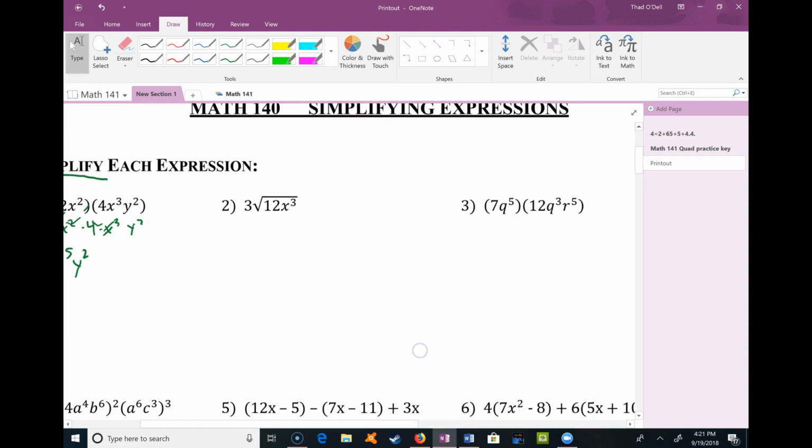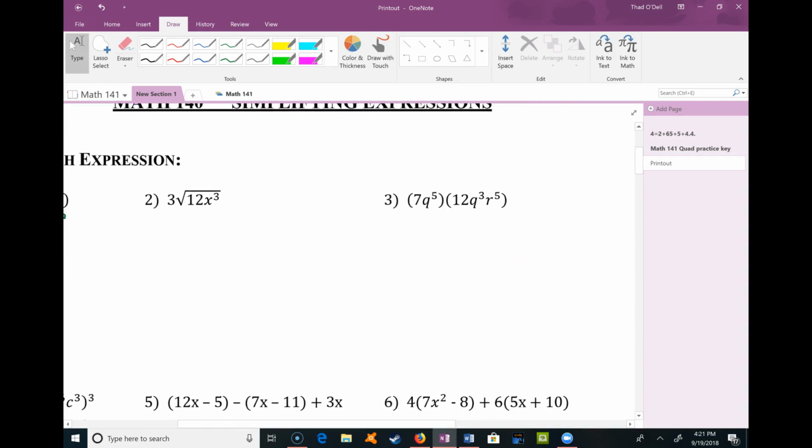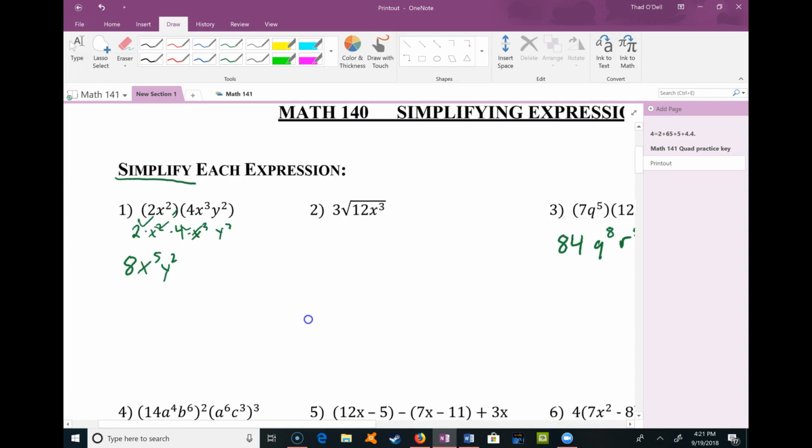If we go over here, here's another one just like that, so I'm going to do that one next. In this case, once again, I can just drop the parentheses because there's nothing outside the parentheses making them important. So this is really just 7 times q to the 5th times 12 times q to the 3rd times r to the 5th. We can multiply in any order you want. 7 times 12 is 84. Q to the 5th times q to the 3rd is q to the 8th. And there's nothing to multiply r by, so it's just r to the 5th, but it's still being multiplied. So that's when you have nothing but multiplication going on.